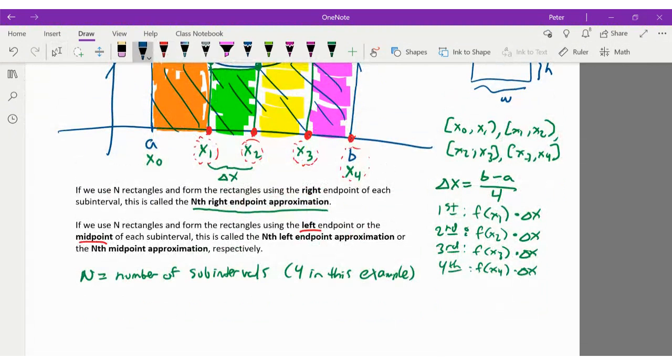Delta x comes from this: if I have 2 points here, A and B, the distance between them is just B minus A. So if I divide that into fourths, then each delta x is going to be the length of the entire interval divided by the number into which I divided it. In this case, I divided it into 4, so I divide by 4. But in the more general case, if I divided it into n subintervals, I would divide b minus a by n. Okay.